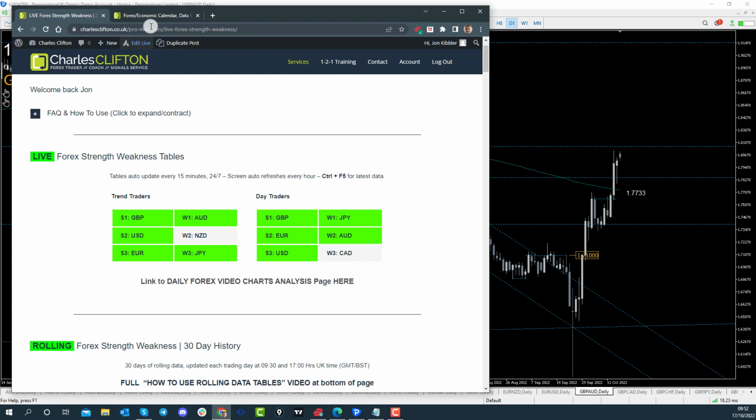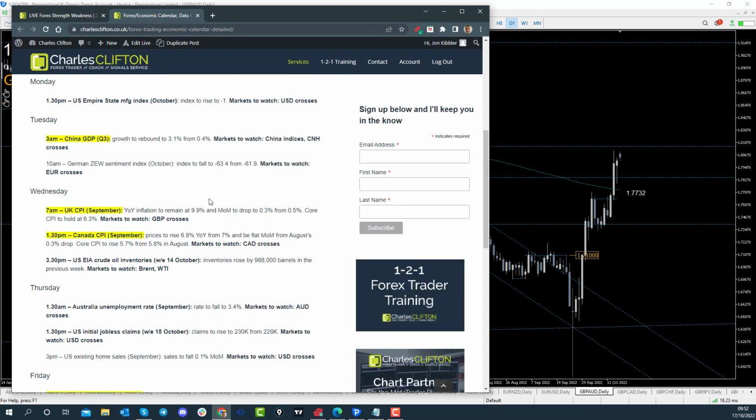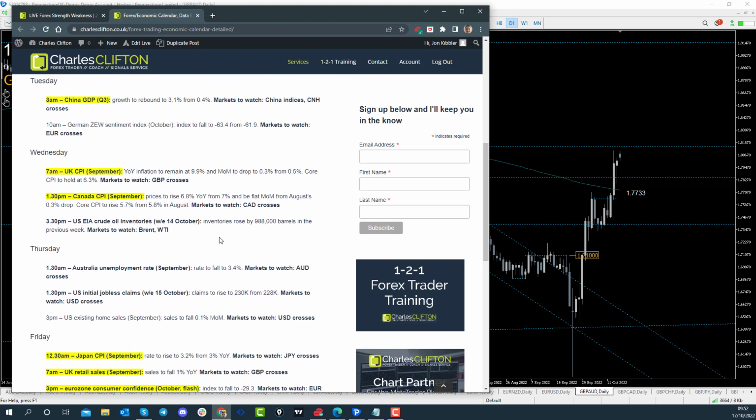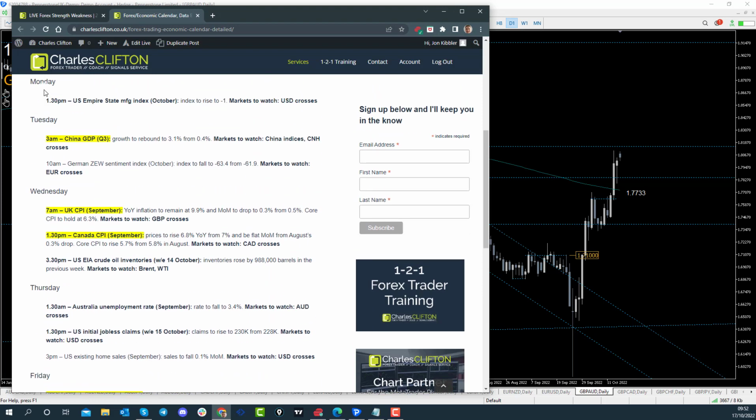Now before we dive into the charts, let's just go into the Forex economic calendar. You can see throughout the entire week that we don't have too much in the way of US data this week. We do have some US data today at 1:30 p.m., so that's something to be aware of, but we are quite light this week on US data.